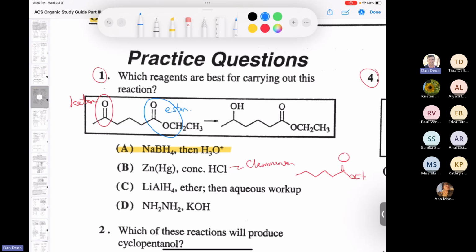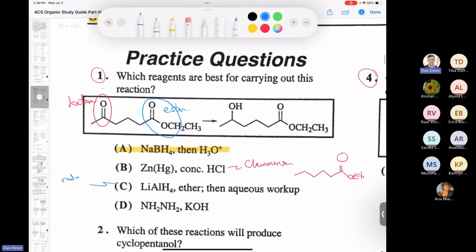And then in C, you would reduce ketone and ester, so that wouldn't be any good. And then this one here is used to make a hydrazone, so that's not going to be useful for us. So in this case, selectively, sodium borohydride, NaBH4, is only used to reduce aldehydes and ketones only. It doesn't reduce carboxylic acids and esters like lithium aluminum hydride can.